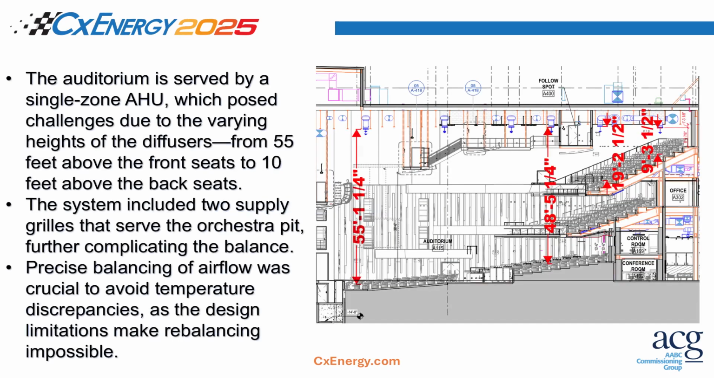And then going into our measurement process for some of these. Obviously, we're going through the elevation changes. The entire auditorium is one air handler. It's one single zone unit. There's another air handler that serves the two lower balconies. The main auditorium is one single zone air handler.